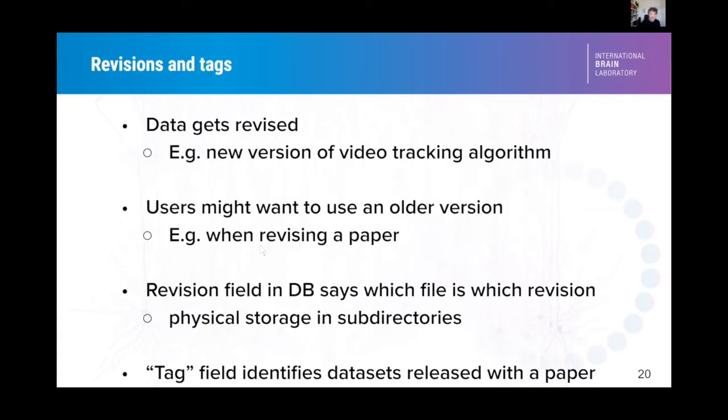Another important thing is that the data is constantly being revised. For example, if we have a new version of the video tracking algorithm, we want to upload the improved video tracking. But at the same time, some users might want to use an older version. For example, if they're revising a paper, they want to make sure they're using the same data while they're working on the same paper. They don't want it to keep changing underneath them. So there's a revision field in the database that says what version of the file is stored. We keep the old versions as well as the new versions, physically stored in subdirectories on the server. And there's another field, the tag, that identifies all the data sets released with a particular data release or paper.